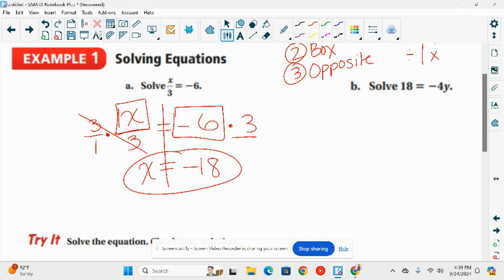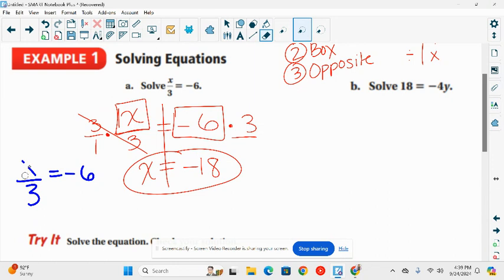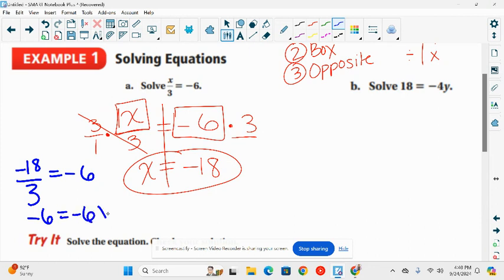Okay? Alright, before we look at example B, we also talked about how we can substitute to check that we're right. So we are claiming that x is -18. When I go back into the original problem, x divided by 3 equals -6, I can replace this x with -18. Does -18 divided by 3, that gives me -6, equal -6? Well, because we get the same answer, then I know I did this correct. So we also want to check our answers through substitution. Now we can look at part B.